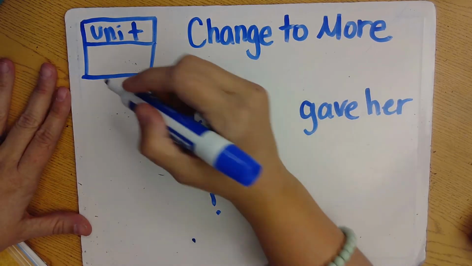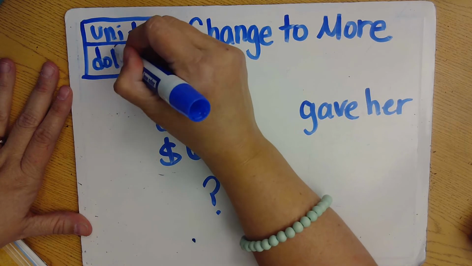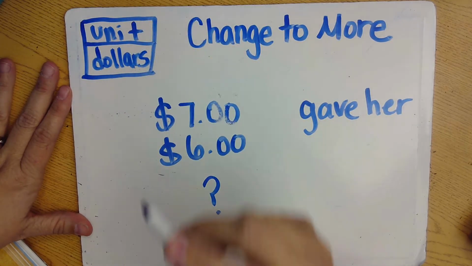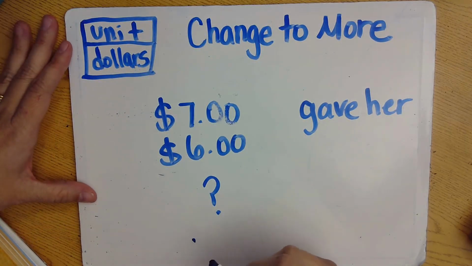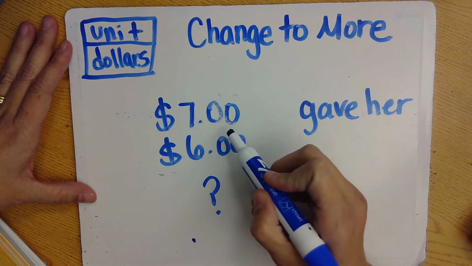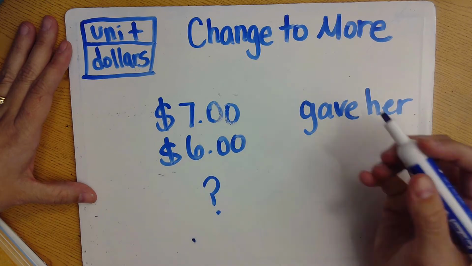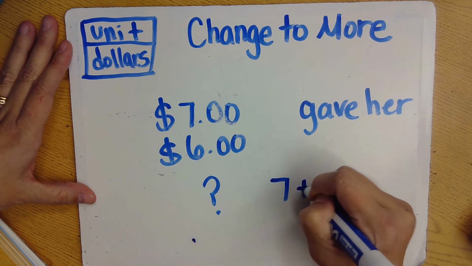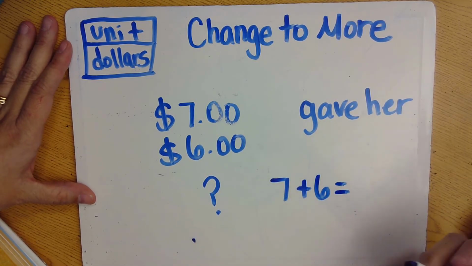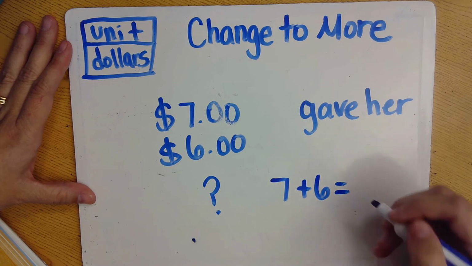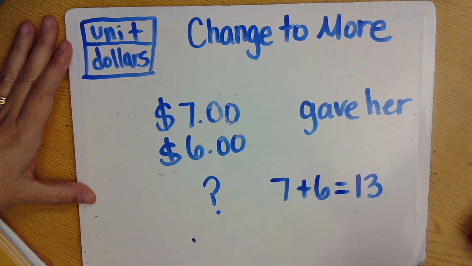I know that this story is about dollars. So I'm writing the word dollars in my unit box. So Beth started out with $7. Joe gave her 6 more. So I'm going to write 7 plus 6 equals 13. You got it.